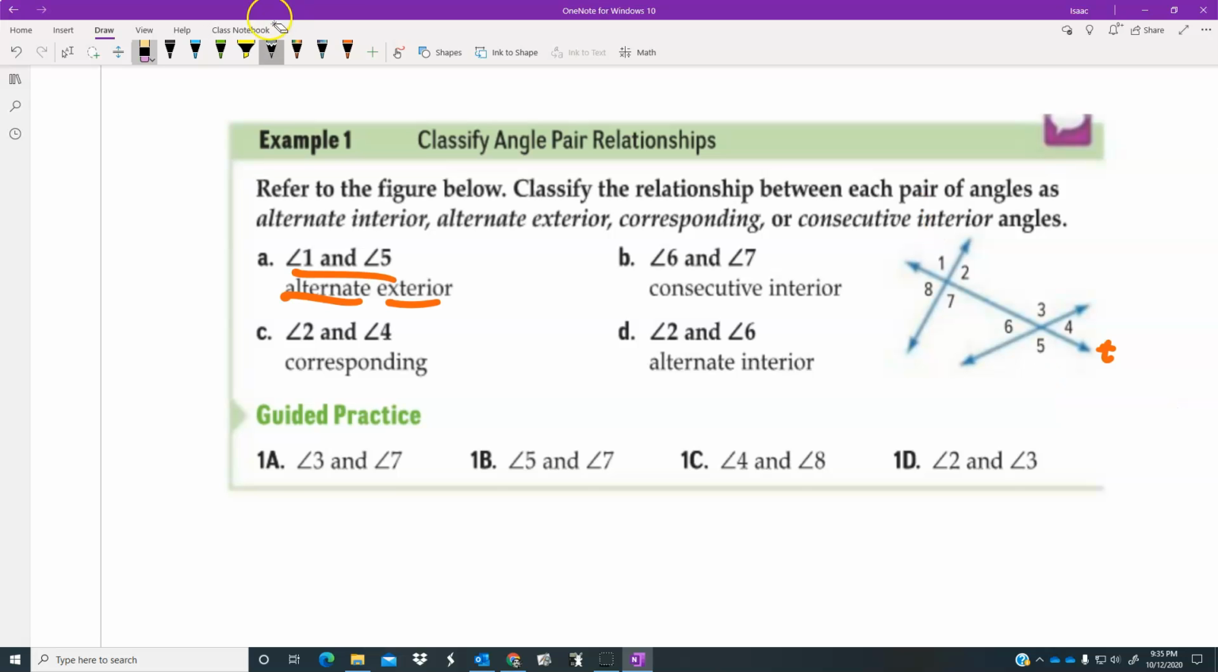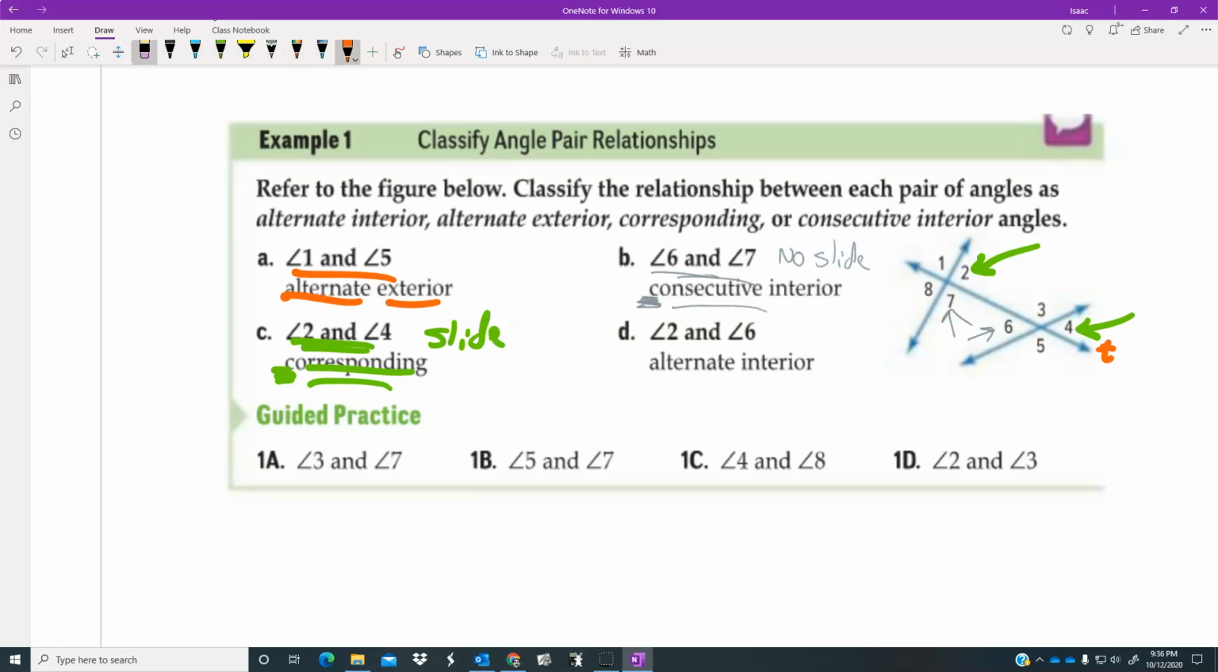Let's see if I did 6 and 7. 6 and 7. Now they're on the same side of the transversal, so it must start with the letter C, but do they slide like they're supposed to? No, they're not working. That's a no slide combination, so they're called consecutive. If I was going to do, say, 2 and 4, same side of the transversal, so it must start with the letter C, but do they slide where they're supposed to slide? Yeah, that would be the corresponding. This is the slide kind, okay?